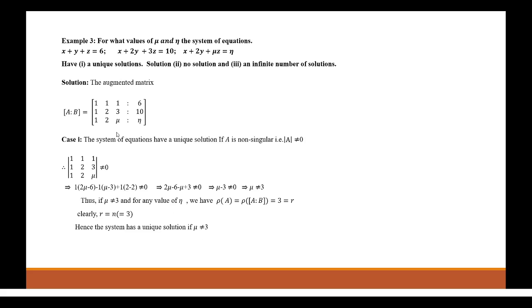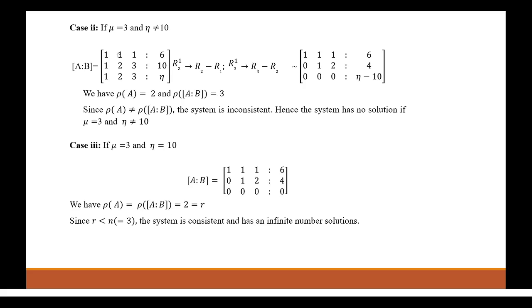If mu is equal to 3, it will reduce. So next, in case 2, if mu is equal to 3 and eta is not equal to 10, let us check. Then operate elementary row operations. We get eta minus 10. The rank of matrix A here is 2 and the rank of the augmented matrix is 3. Then rank of A is not equal to rank of A colon B. The system is inconsistent.